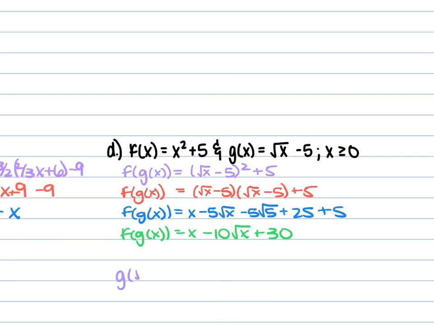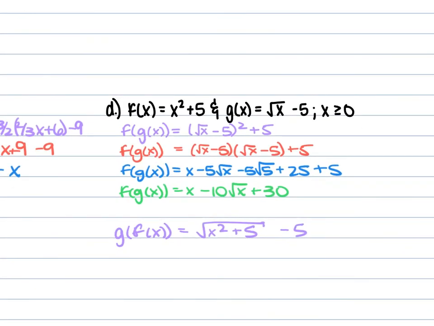Now find g of f of x. So g of f of x is going to be the square root of x squared plus 5 minus 5. Well, with this one, we cannot simplify that any further. So are these two the same? No, they are not equal to one another. So these are not inverses of one another.